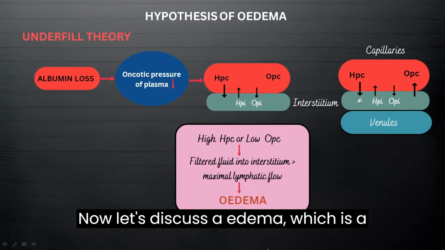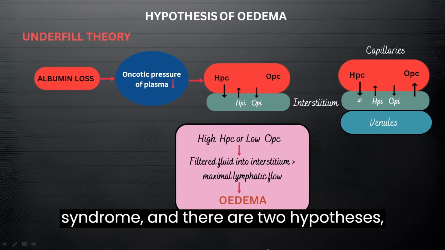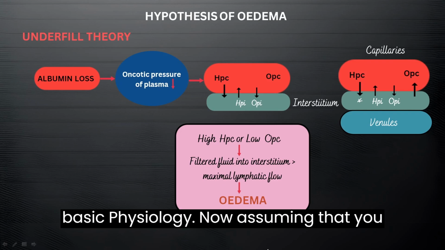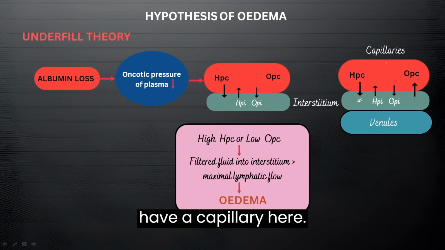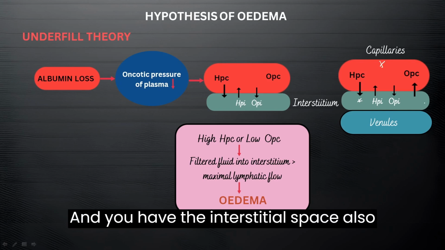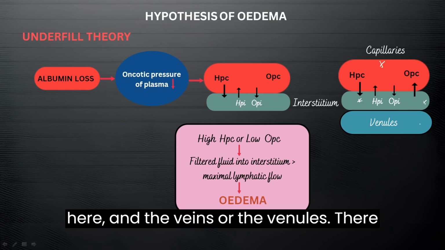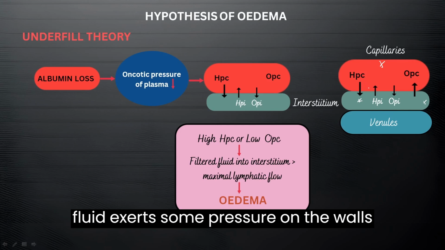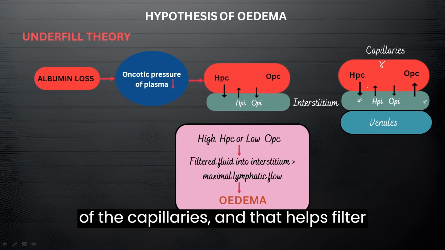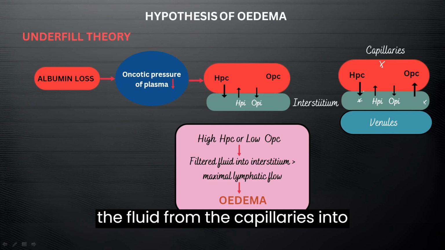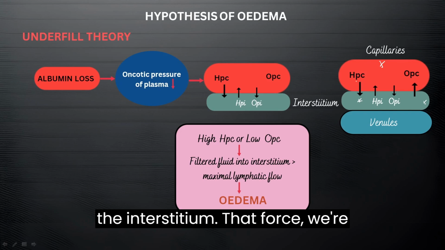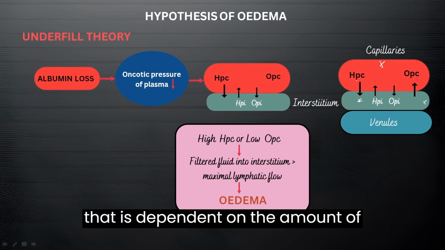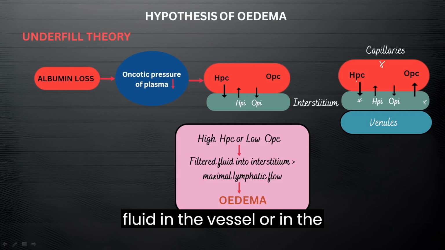Now let's discuss edema, which is a major clinical feature of nephrotic syndrome, and there are two hypotheses, one of them being the underfill theory. Before we discuss that, let's talk some basic physiology. Assuming that you have a capillary here, and the interstitial space also here, and the veins or venules, there is fluid in the capillaries. That fluid exerts some pressure on the walls of the capillaries, and that helps filter the fluid from the capillaries into the interstitium. That force we're going to call the hydrostatic pressure of the capillaries. That is dependent on the amount of fluid in the vessel.